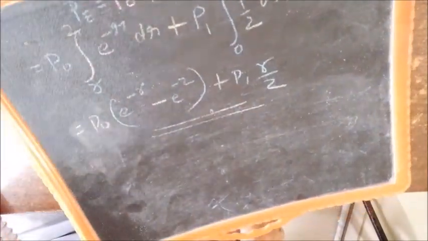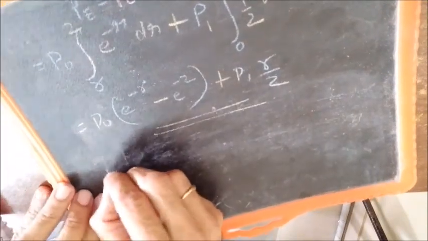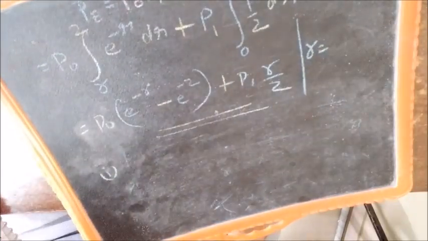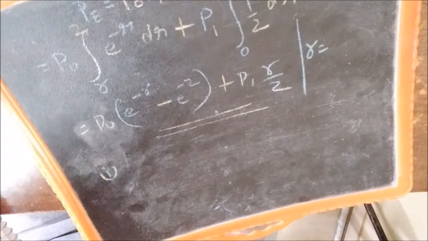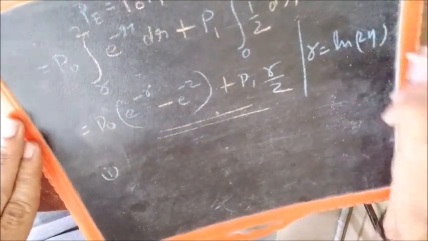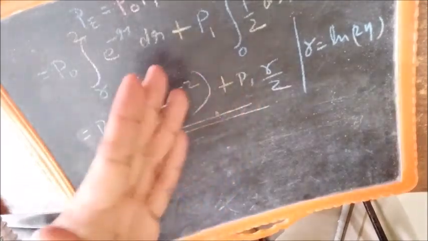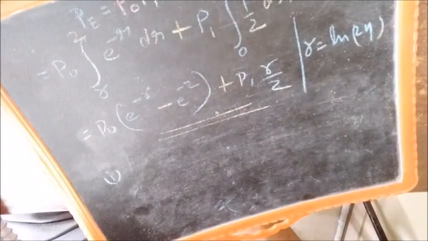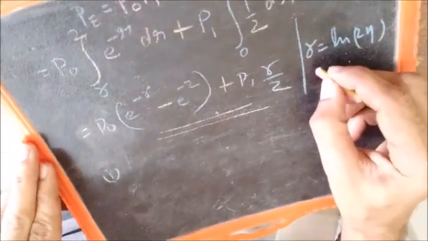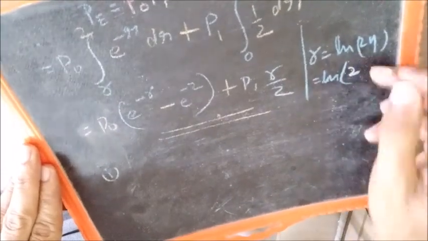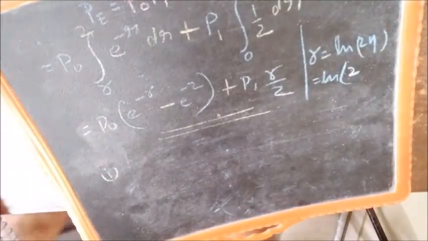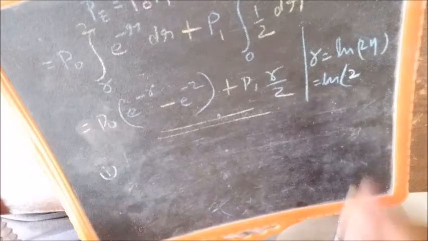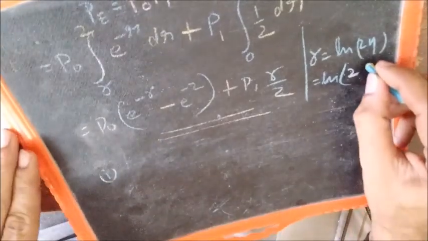Before the cases, let me write the gamma expression. Gamma is equal to natural log of 2 eta, because our gamma is well within 0 to 2. We have been told that the costs are such that for a wrong decision the cost is 1 each, and for the correct decision the cost is 0. Hence eta will be simply P0 by P1.